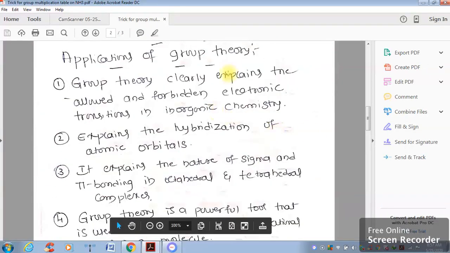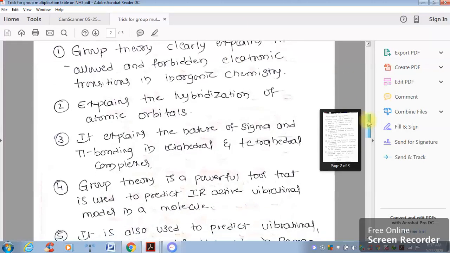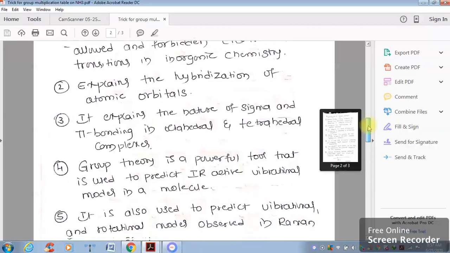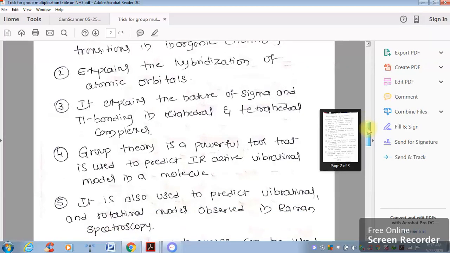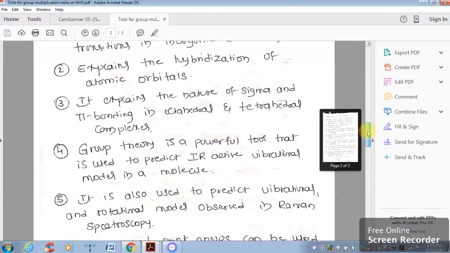The applications of group theory. Group theory clearly explains the allowed and forbidden electronic transitions in inorganic chemistry. It explains the hybridization of atomic orbitals and also the nature of sigma and pi bonding in tetrahedral and octahedral complexes. Group theory is used in IR spectroscopy to predict IR active vibrational modes in a compound or molecule.